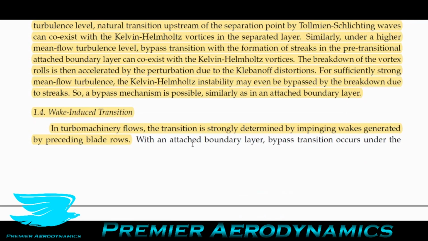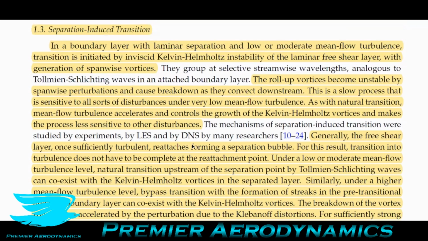So that's the third way, where the flow detaches and you have this roll up of vortices because of two different velocities of flow with a shear layer between them, and that then introduces a lot of perturbation, which then transitions to turbulence.